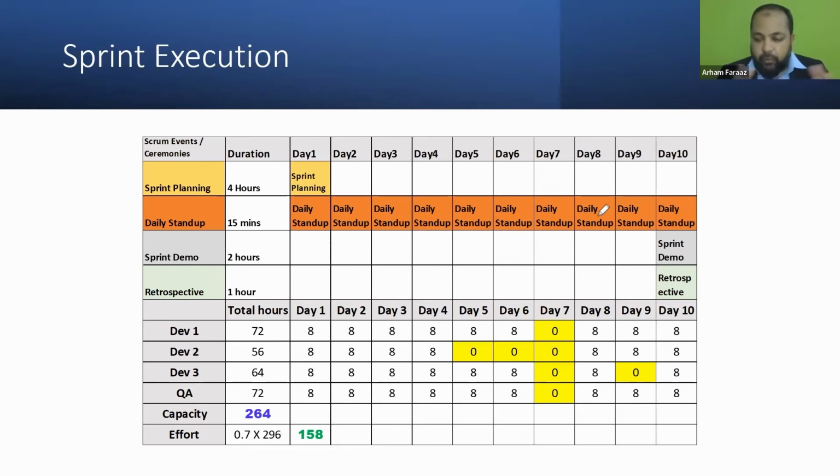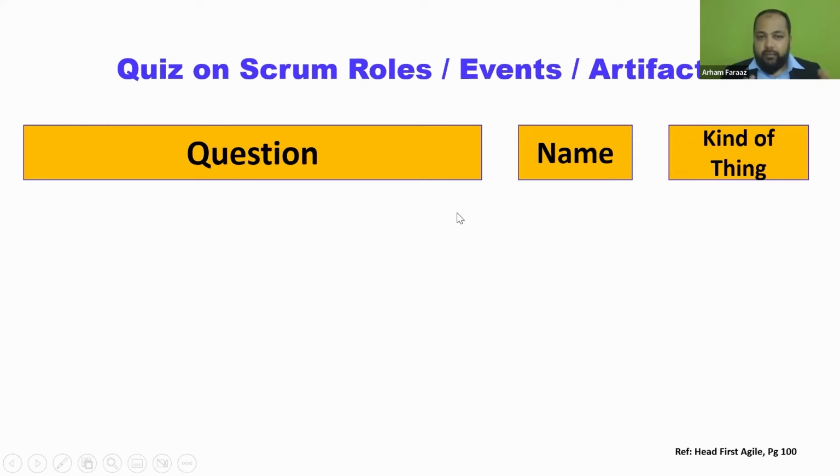So that's about Scrum. We spoke about Scrum roles, artifacts, ceremonies, capacity, effort, and then when the sprint ceremonies happen. And now let's see what we have next. Next, we will understand some roles, events, and artifacts with a short quiz. This is the learning quiz, the knowledge quiz for us to understand what we have studied. Let's get started.